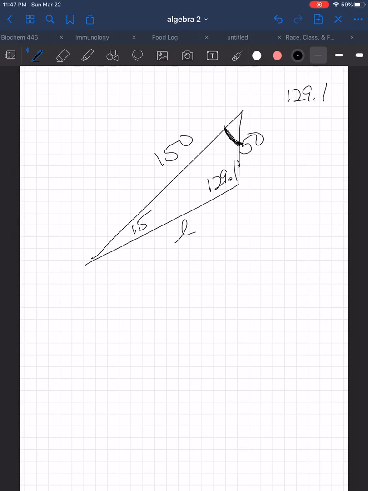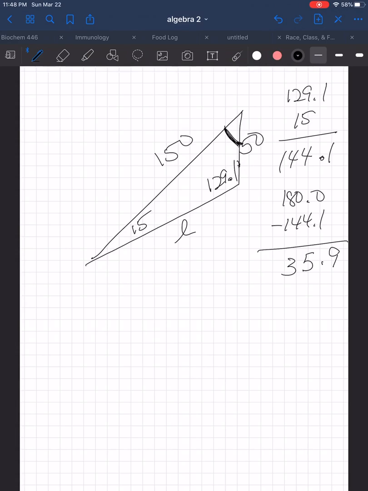Yes. We have a triangle with 129.1 and 15 degrees. Add them together. It's 144.1. So this angle right here is going to be 180 minus 144.1. So that angle up at the top is 35.9. This right here is 35.9 degrees. Now, we could either use law of cosines or we could use law of sines. It doesn't matter. I'm just going to use law of sines.